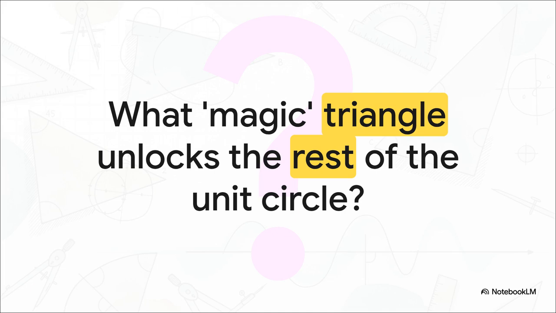We did it. We took one simple magic triangle and used it to find the exact coordinates for 45 degrees. And by the way, that one triangle also unlocks 135, 225, and 315 degrees too. We've cracked a huge piece of the unit circle puzzle. But that just leaves one final big question. What other magic triangle is out there just waiting to help us unlock the rest of the circle?